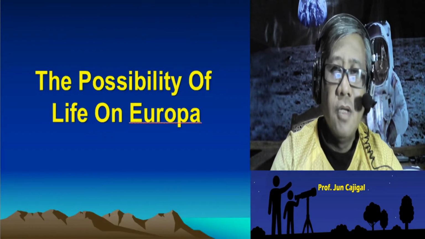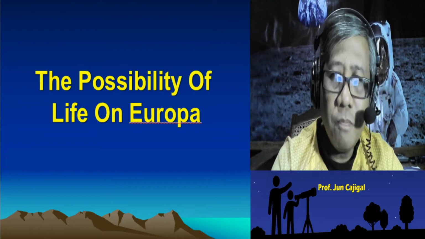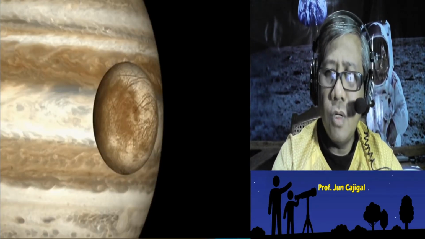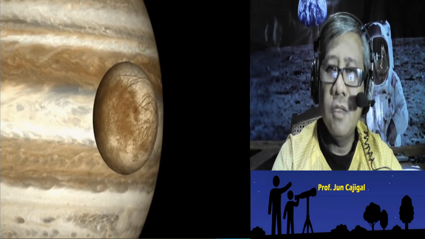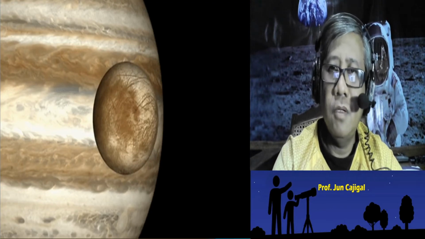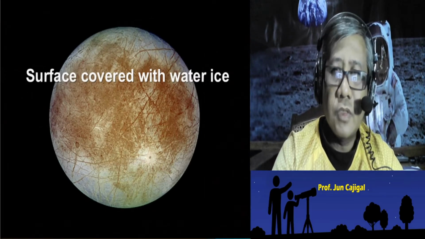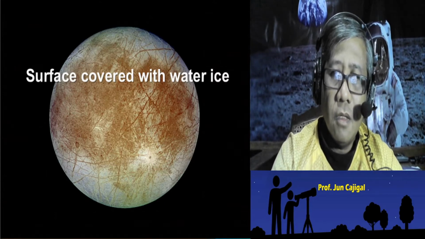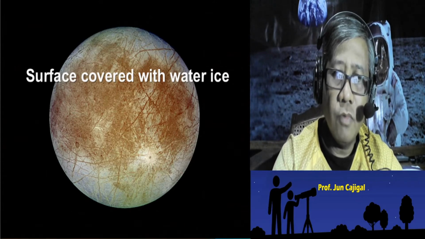Okay. Alright, so what about the possibility of life on Europa? Europa is one of the Galilean moons. Ito, isa ito sa mga na-discover ni Galileo about 200 years ago. Okay, and these are some pictures taken by the Voyager space probe. And Voyager discovered that Europa is covered with ice.